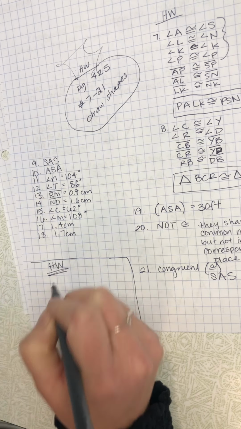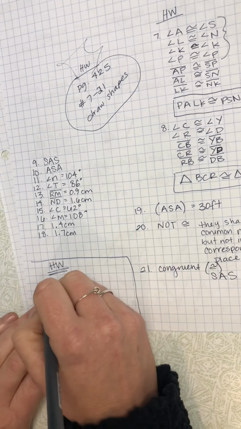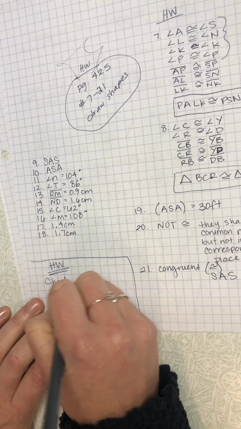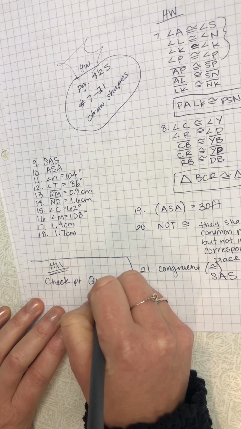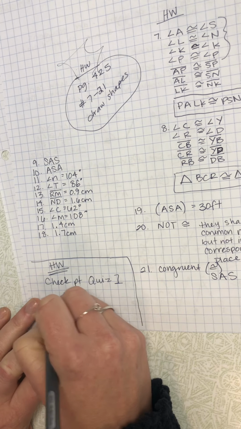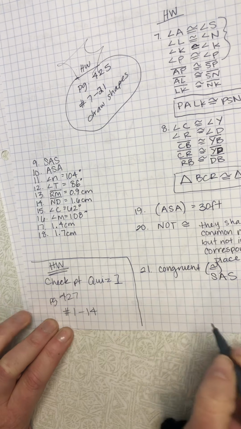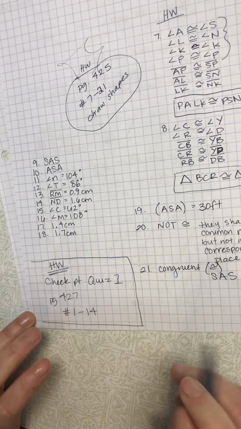Today, you will be doing the checkpoint quiz on page 427. Please do them all. It's numbers 1 through 14. When you have it finished, take a picture and send it to me.